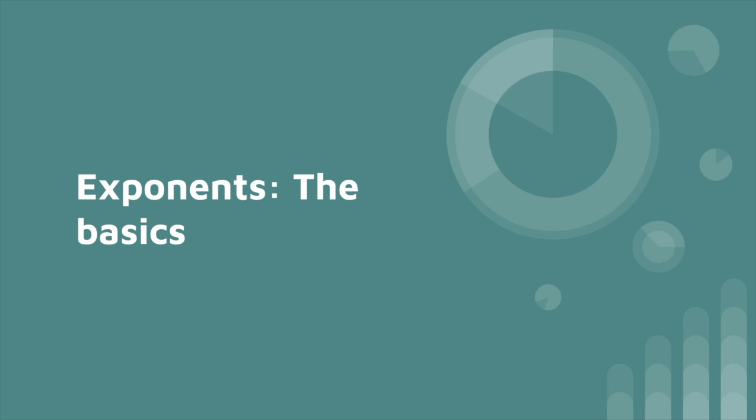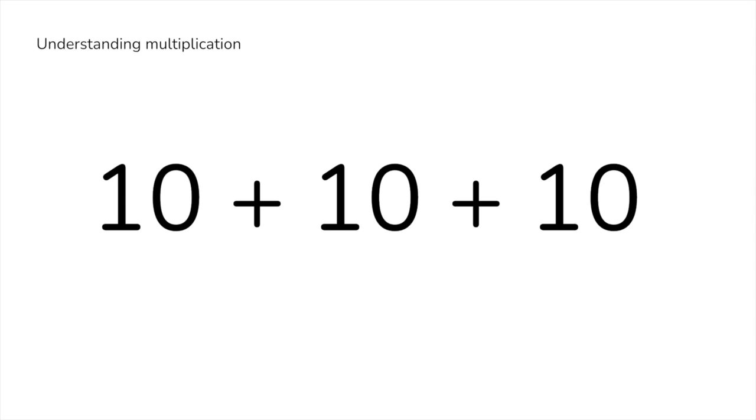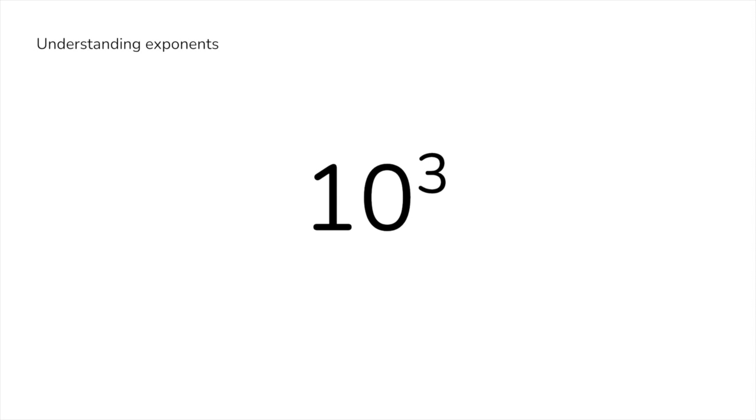Now, what exactly are exponents used for? An exponent is simply an easier way to represent the amount of times you multiply a number by itself. To understand this better, let's look at what multiplication is. If we have 10 times 3, what we're doing is 10 plus 10 plus 10, which is known as repeated addition. But when we're using exponents, we'd be multiplying instead of adding. So if we had to do 10 to the power of 3, we'd be doing 10 times 10 times 10, which is known as repeated multiplication.